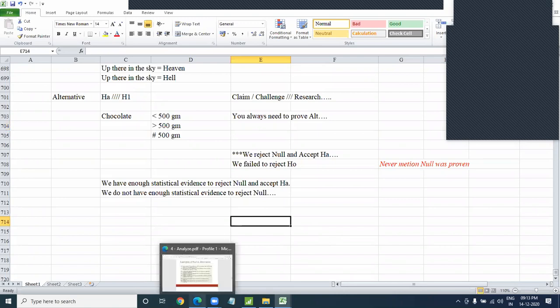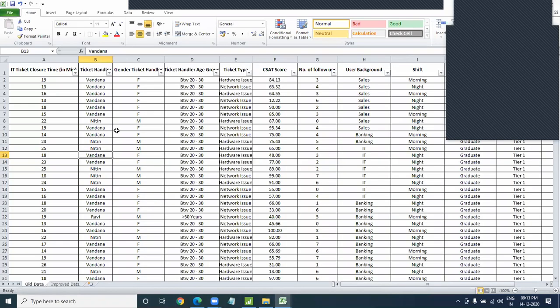What happens in a real world scenario when we're dealing with statistical tests, when we're dealing with data, real business problems? We have some data like this, which is collected. I'm trying to prove that null says this ticket handler has no impact on the ticket closure time. Well, we collected this data because we believed there is an impact. Who is handling the ticket will definitely impact the ticket closure time. We want to prove it. Null says no, ticket handler has no relation.